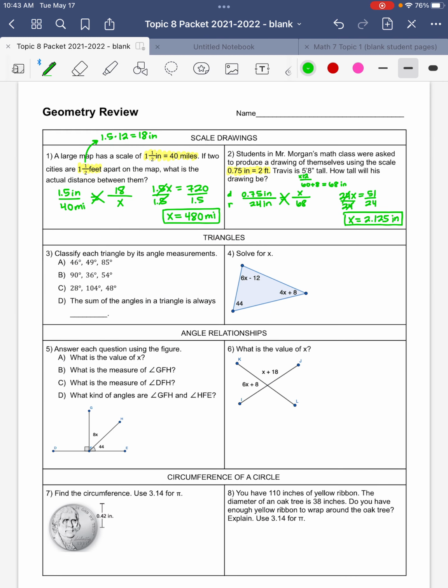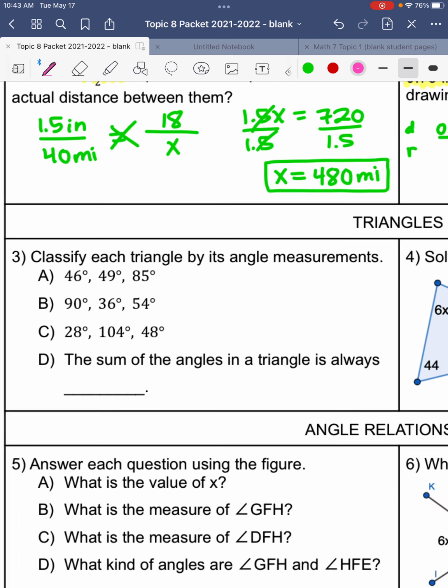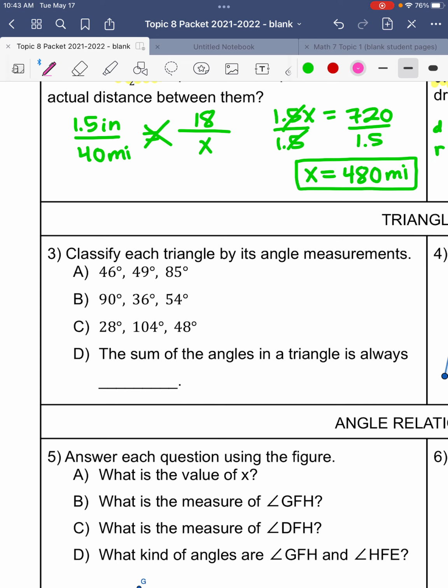Okay, moving on to number 3, part 2, triangles. So classify each triangle by its angle measurements. I'm actually going to start with B. What I notice in B is I've got a 90-degree angle, a 36-degree angle, and a 54-degree angle. This 90-degree angle is key. Because I have one angle that equals 90 degrees, I know that this is a right triangle.